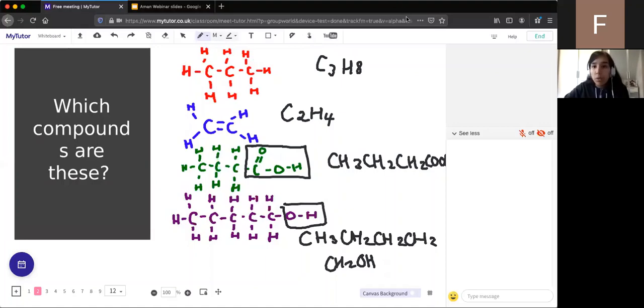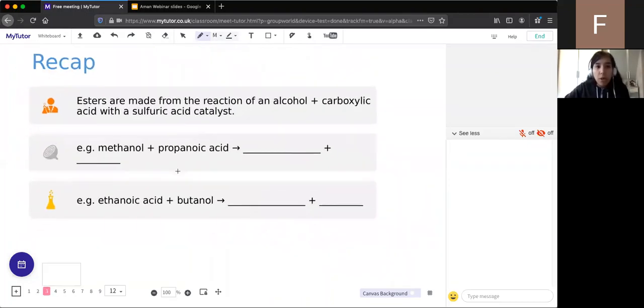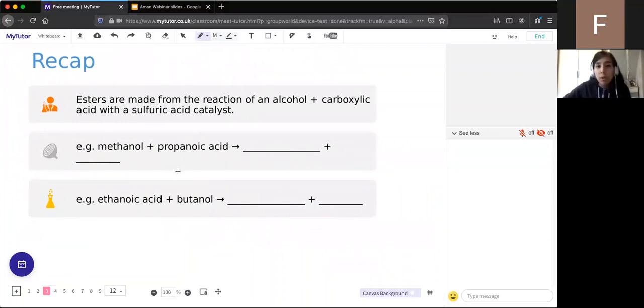So we went through all the different functional groups yesterday, but any questions about any of those? Okay, great. So the next recap then, I just want to cover esters again. We went over esters as our last piece of content yesterday, and we said that they're made from alcohols and carboxylic acids reacting together.